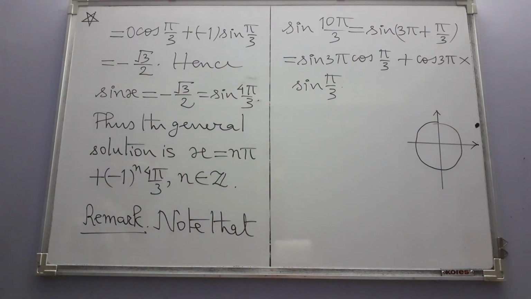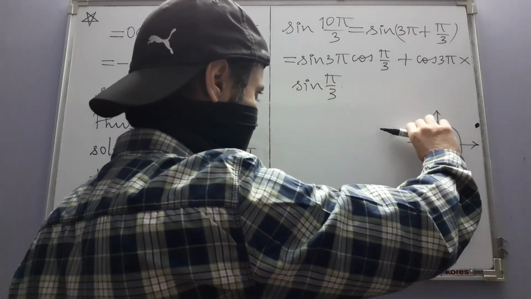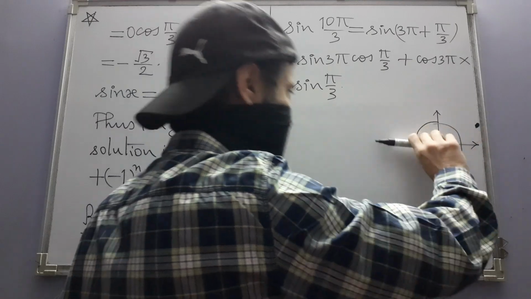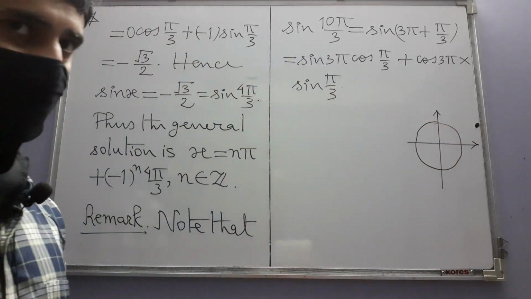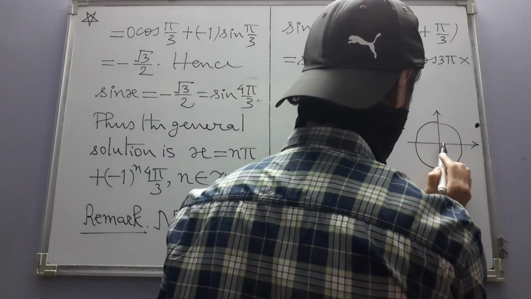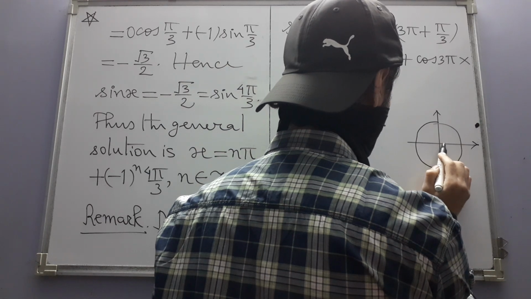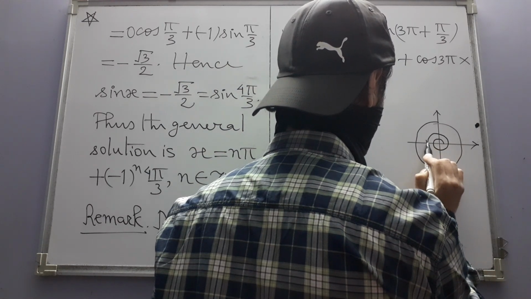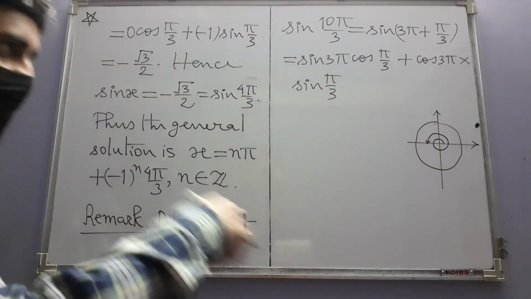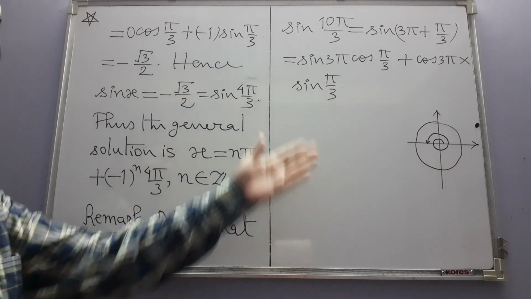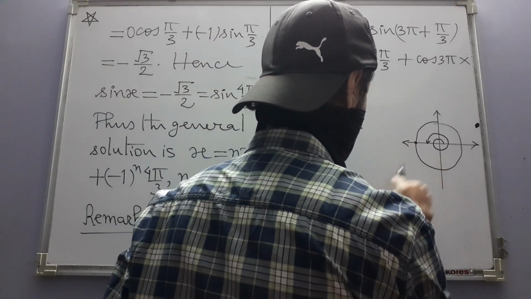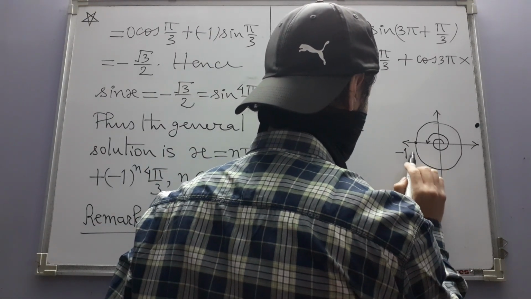Now, what is the angle 3 pi? 1 pi, 2 pi, 3 pi. So the 3 pi angle, if you express it as a rotation, then it's this. Like that, anti-clockwise, because the angle is positive. So this point is still minus 1 comma 0.